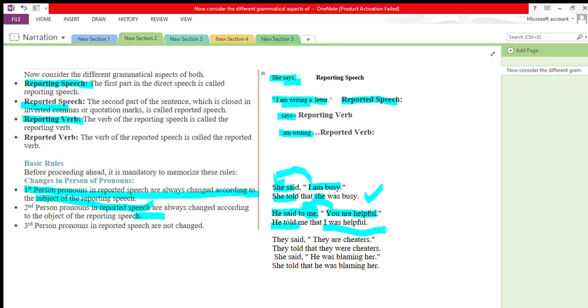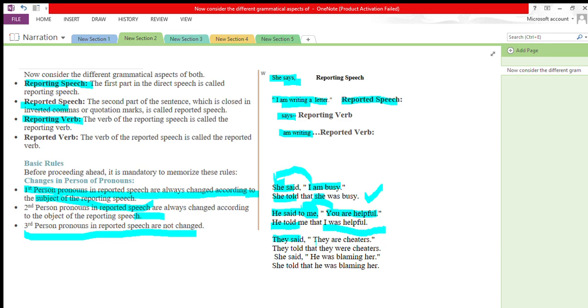And remember, after "told" we never use "to." So never say "he told to me" or "he tells to me." This is wrong.